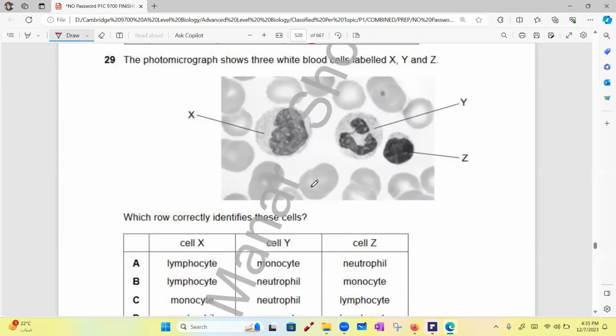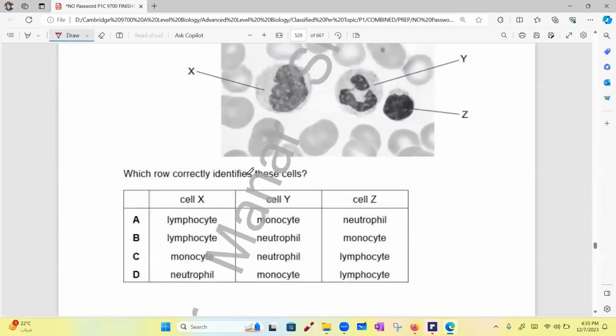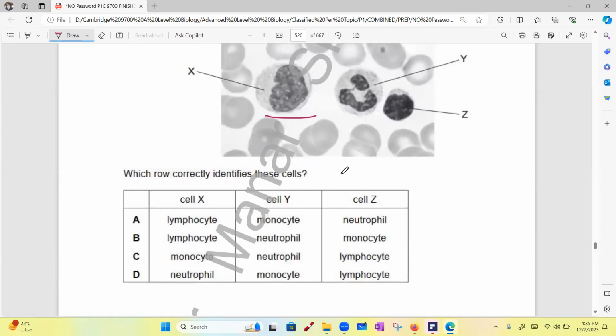Okay, again, the same question. Let's answer it. Which row correctly identifies these cells, Kenzie? What is X? I think you memorized it by now. X is monocyte. Yes. So this is the only option, C.